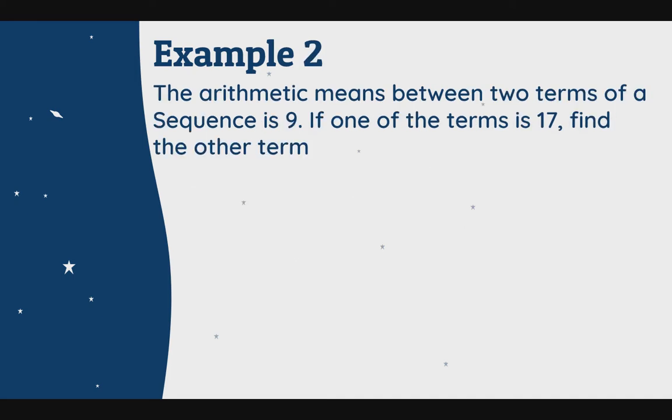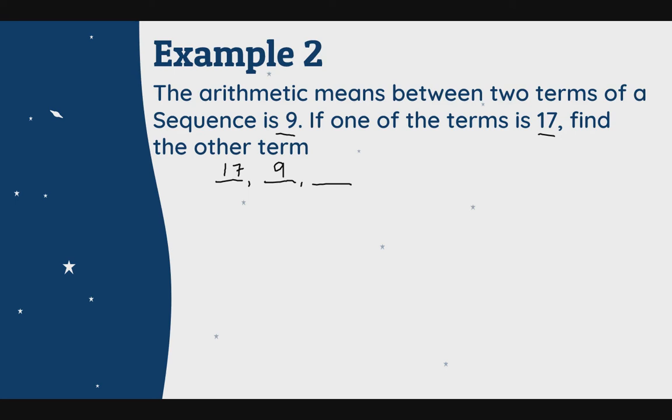Next, for example number 2, the arithmetic mean between two terms of a sequence is 9. If one of the terms is 17, find the other term. So this is also a three-term sequence, wherein our first term is 17. Then, as we all know, the second term is the arithmetic mean, which is 9. And we are now looking for a sub 3.